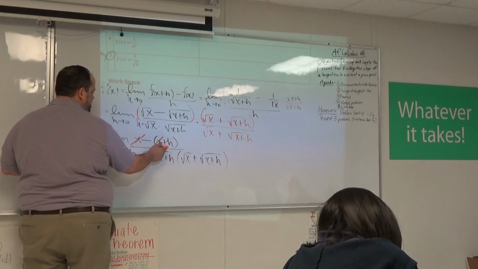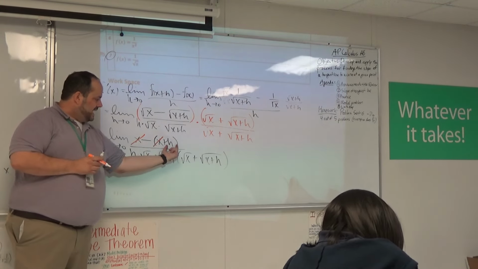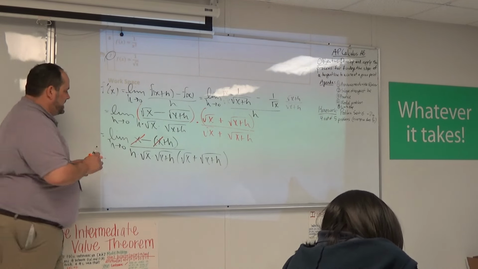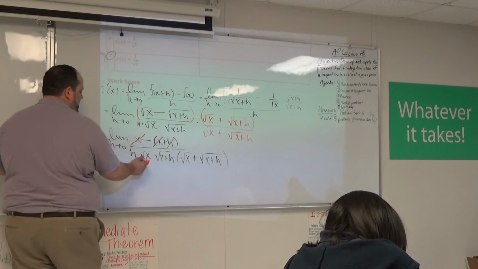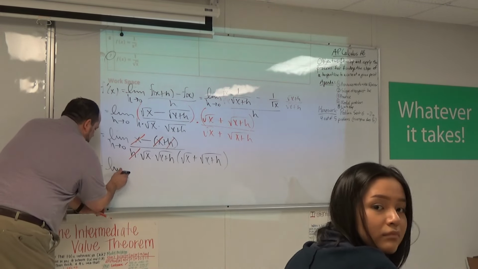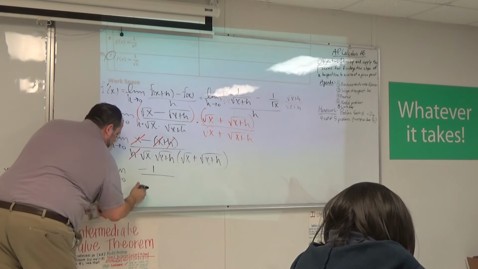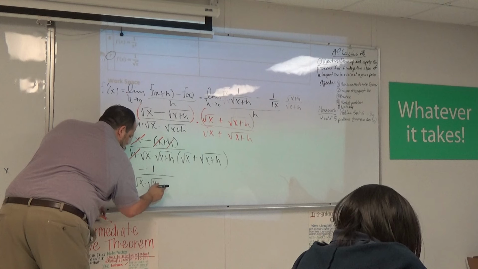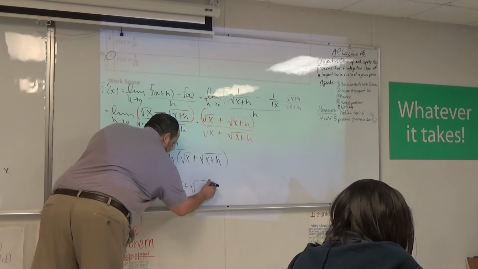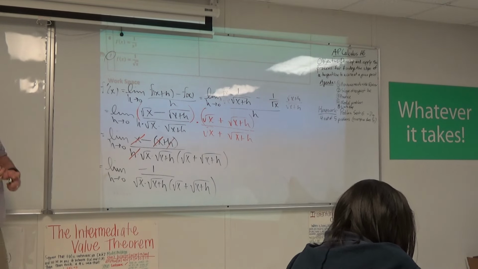The x minus this x, they cancel, leaving me a negative h in the numerator. Fortunately, I've got an h in the denominator, so this h can factor cancel with that h in the denominator, leaving me the limit as h approaches 0 of negative 1 over the square root of x times the square root of x plus h times the square root of x plus the square root of x plus h.